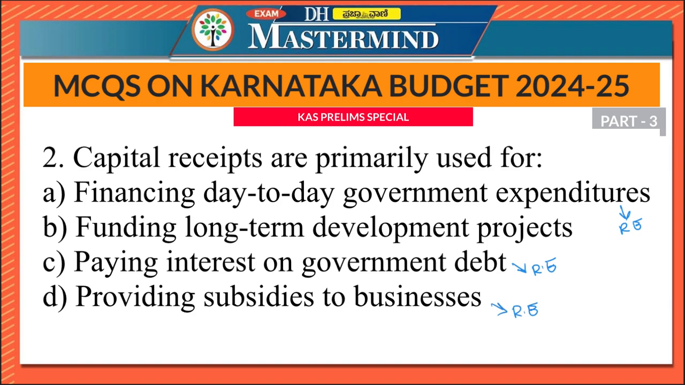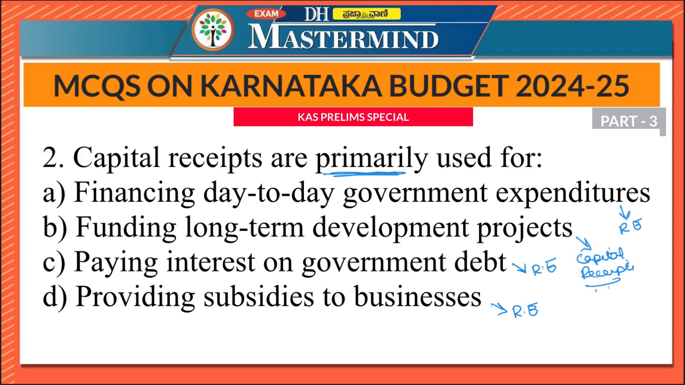Only funding long-term development projects primarily happens through capital receipts. They come under capital expenditure. So here you have to concentrate on the word primarily, because the main goal of the capital receipts is to increase the revenue generating ability of government. It should lead to significant inflow of cash in a given period. So this particular receipt is primarily used for funding long-term development projects or long-term investments, or also paying off debts.